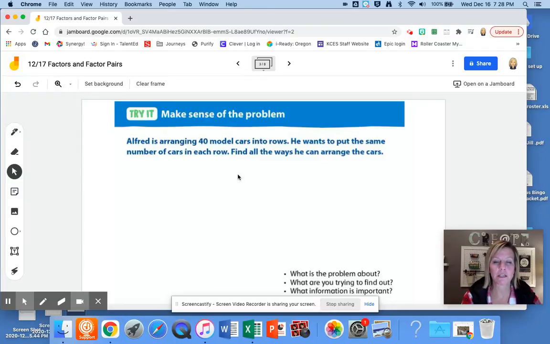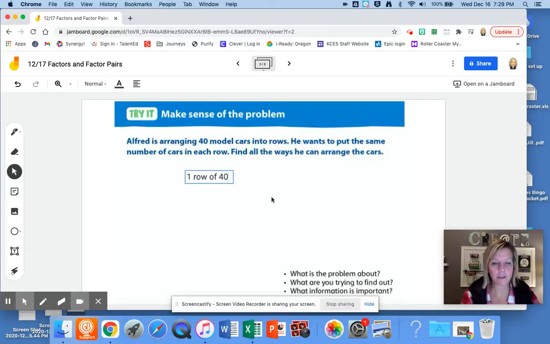I want to start you out with one that I know of that could be an easier way. One row of 40. I can put them in one long row of 40 cars. Now I want you to try to see if you can find other ways to arrange 40 model cars in each row with the same number of cars. I will give you a hint. There are 3 other ways. Go ahead and try.